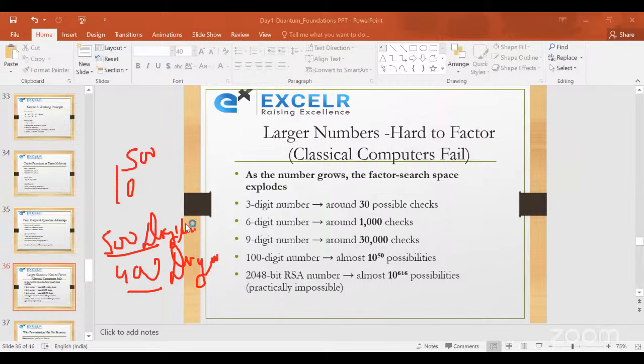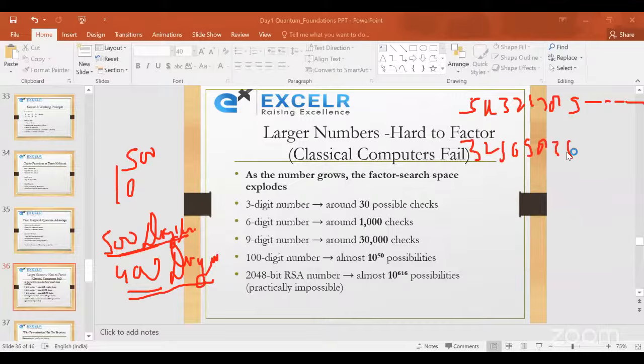So a 500 digit number and a 400 digit number are taken randomly, and they just multiply them. So 5, 4, 3, 2, 1, 7, 8, 9, like that, go on until 500 digits. Then 3, 2, 5, 6, 9, 8, 3, 5, like that, go on for 400 digits. This is 500 digits. And they just randomly multiply these numbers.